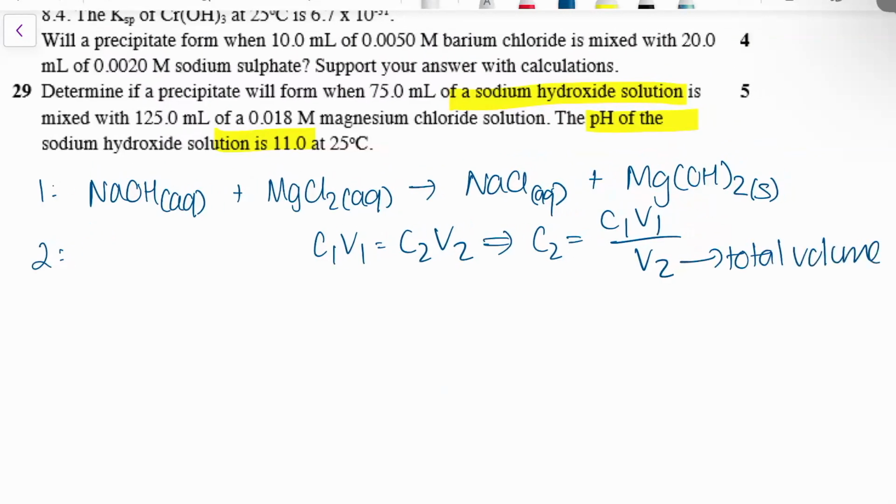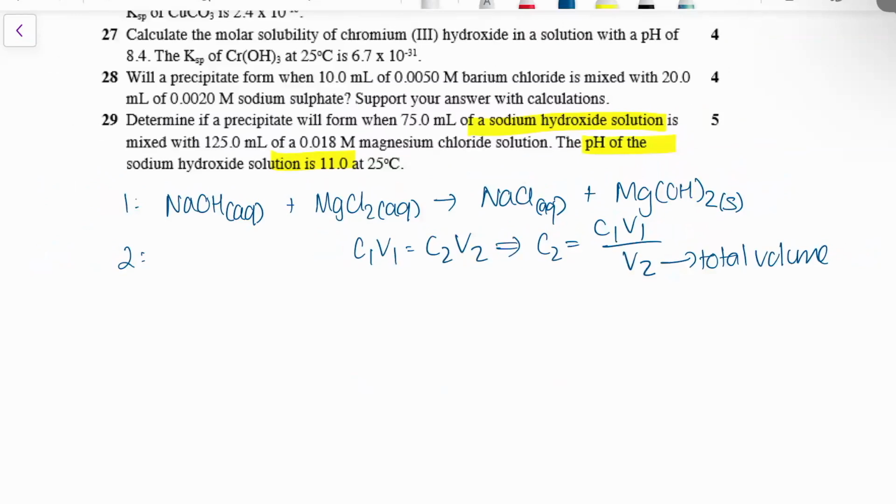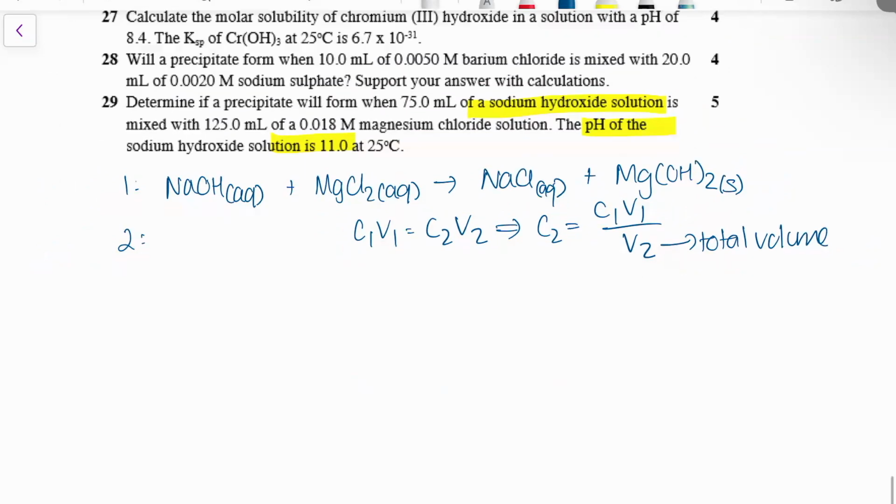Now, we said we don't get given the concentration of the sodium hydroxide. We have to do a pH calculation for that, so that'll take a little bit longer. We can do it, but let's get the easier stuff out of the way first. Let's say you're in an exam and you're running out of time. You want to get as much down as you can. Leave that for now. So we'll do the magnesium chloride first.